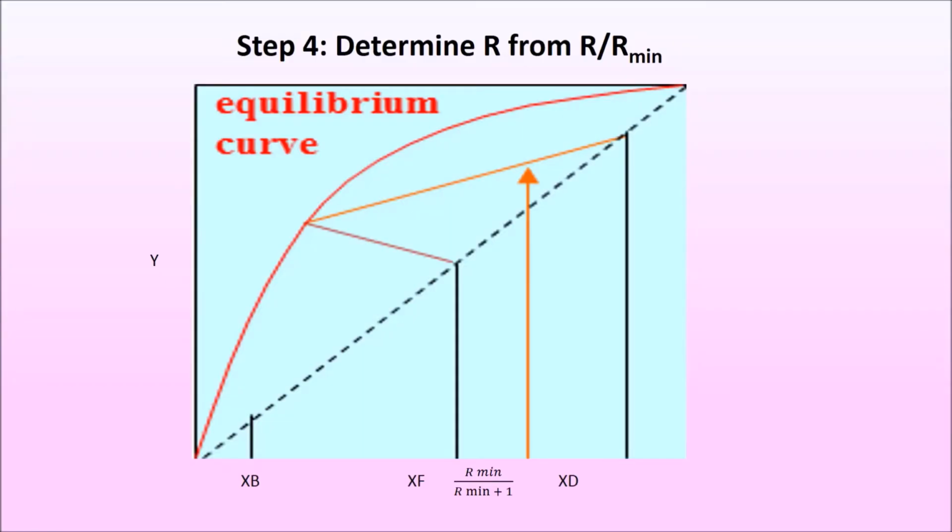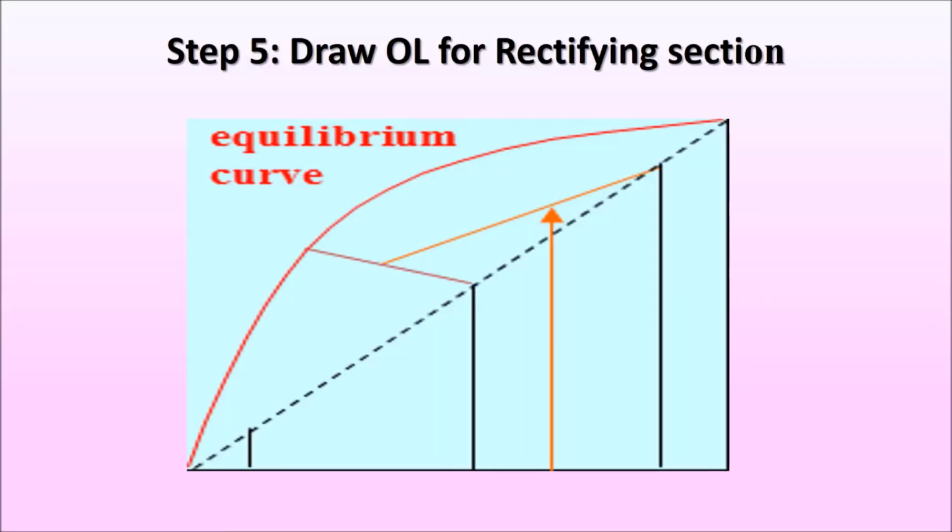For step 4, we need to determine R from R over R min. For step 5, we need to draw the operating line for the rectifying section. After finding the ROL section, the next step is to draw the stripping operating line section. The stripping operating line section touches the line XP.